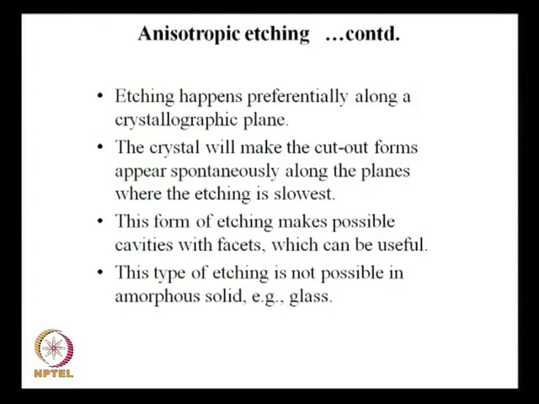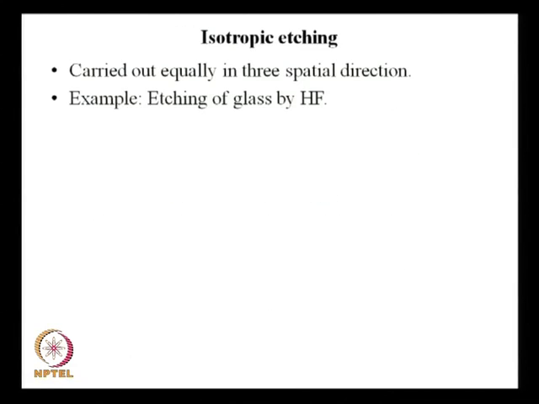This type of etching is not possible in amorphous solids such as glass, that I already pointed out, because in glass what you will have is what we refer to as isotropic etching. So, this isotropic etching is carried out equally in 3 spatial directions. Okay. So, it does not have any preference for any particular plane.